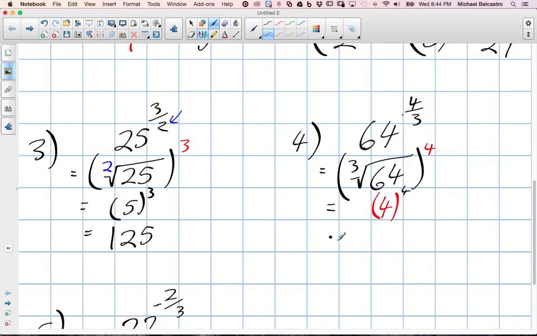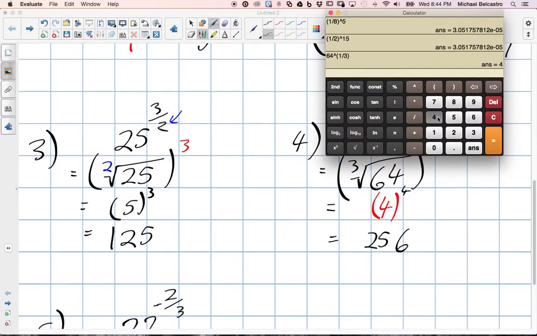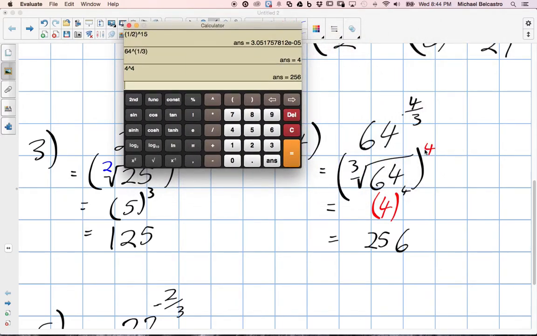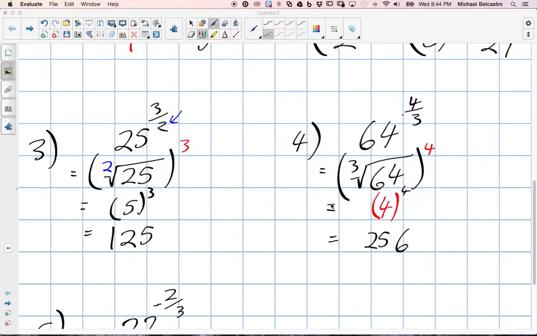Okay, and that's going to be a relatively large number. I think it's going to be 256, I think. So let's check it. 4 to the power of 4, 256. Now, just to prove that we could have done the 4 first, if we had done 64 to the power of 4, huge number, and then we got the third root of it, so we take our answer and put it to the third root, 1 divided by 3, we get 256, the exact same answer. It doesn't matter the order, just one way is usually a little more efficient.